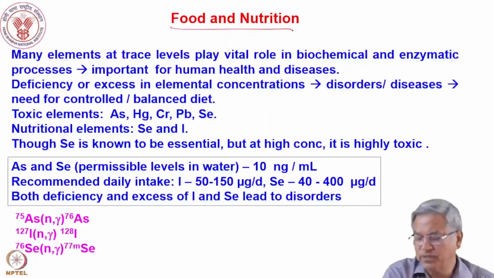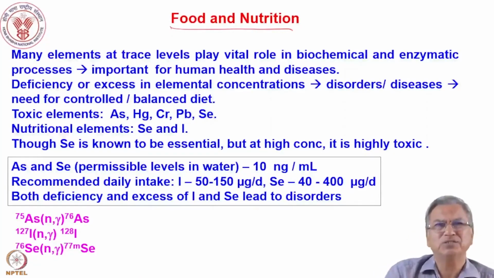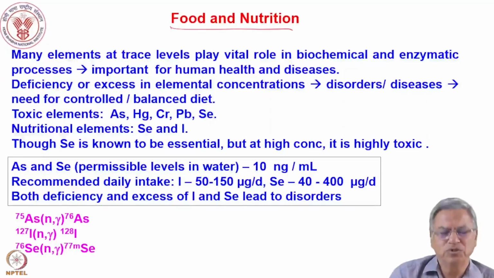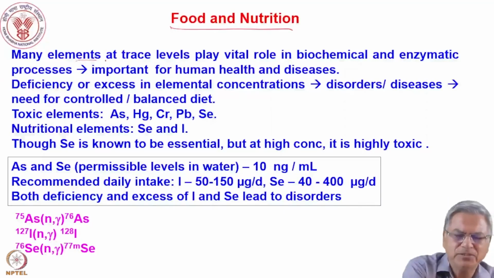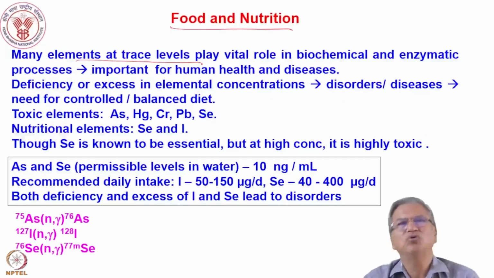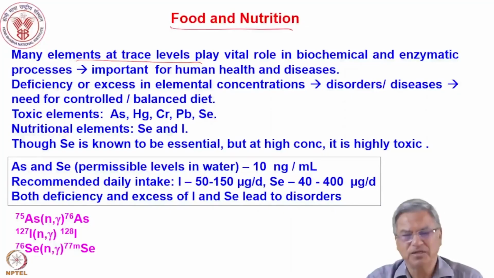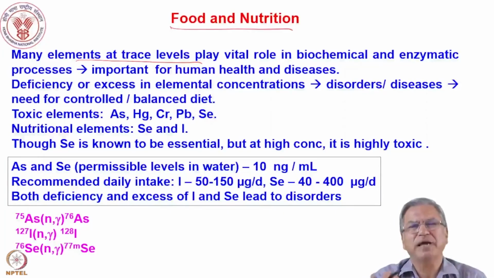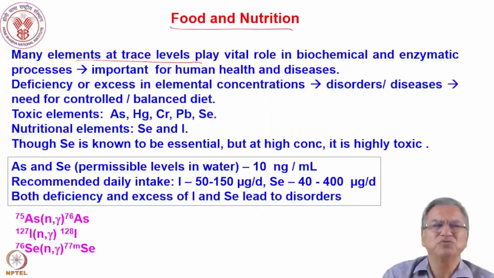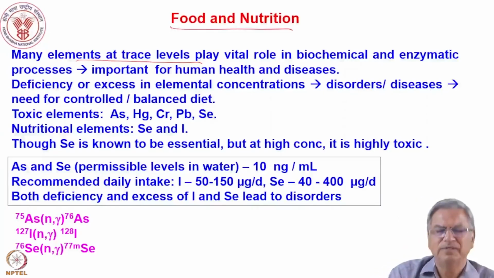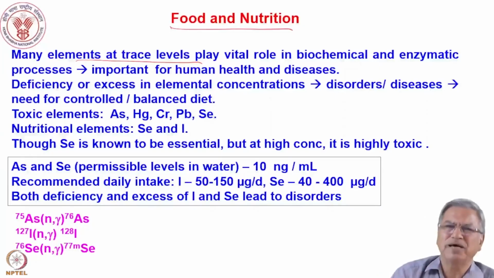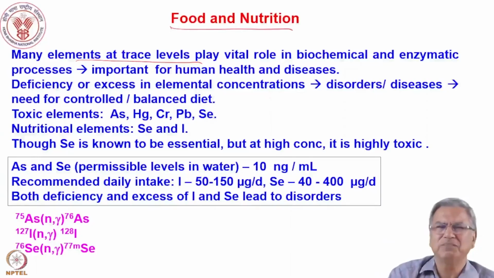Then in food and nutrition, there are a lot of applications. For people doing research in this area, you will find NAA is very, very popular. There are many elements which at trace level play a vital role in our biochemical system and enzymatic processes. They are micronutrients. There are many elements beneficial to our health; if there is a deficiency of these elements, we get sick. If there is an excess, they become toxic. There is an optimum level of concentration of these elements required for good health.